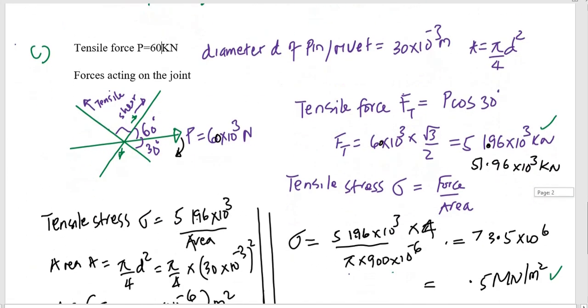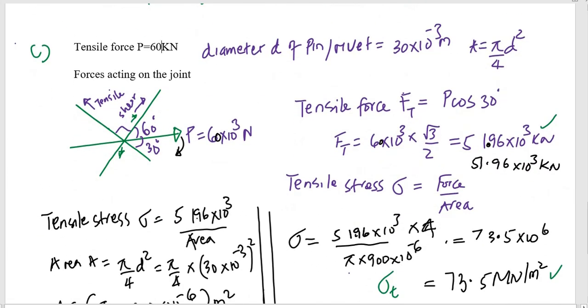Now part C is telling us that we have a tensile force P equal to 60 kilonewton. If the joint is at an angle of 60 degrees to the axis of the application of P, then it means this P is going to have different components. It will have a component that results into shear force that is going to act along here, then also a tensile force that is going to act just along the axis of the pin or the rivet.